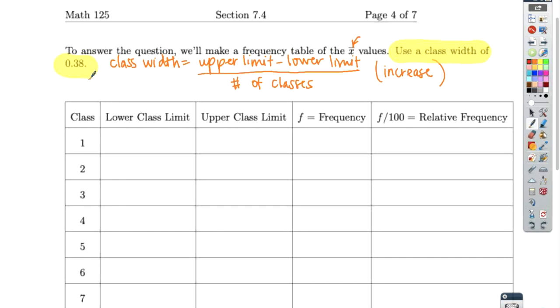I'm telling you, just take my word for it, we're going to use a class width of 0.38. The other thing that we're going to do, even though the minimum value was 8.4, is something a little bit weird, and trust me, this is for your own good, just to make the values a little bit friendlier. I'm going to use 8.39 here. Okay, so that's where we're starting on this table.